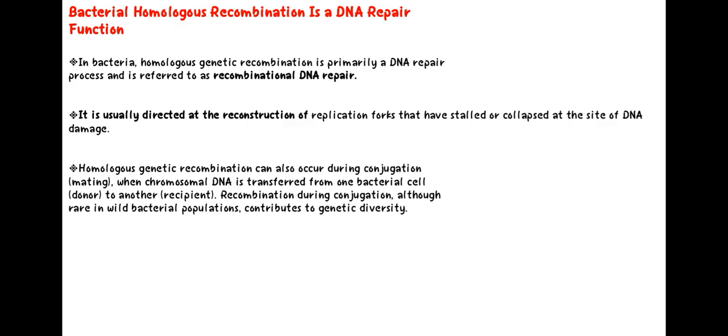Bacterial homologous recombination is a DNA repair function. In bacteria, homologous genetic recombination is primarily a DNA repair process and is referred to as recombinational DNA repair. It is usually directed at the reconstruction of replication forks that have stalled or collapsed at the site of DNA damage. Homologous genetic recombination can also occur during conjugation, or mating. When chromosomal DNA is transferred from one bacterial cell to another, recombination during conjugation, although rare in wild bacterial populations, contributes to genetic diversity.